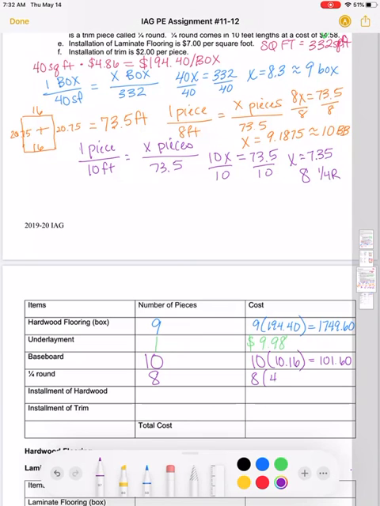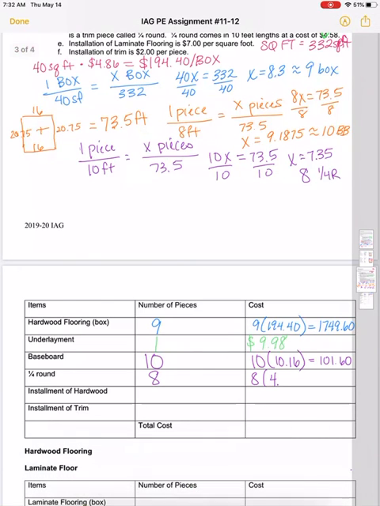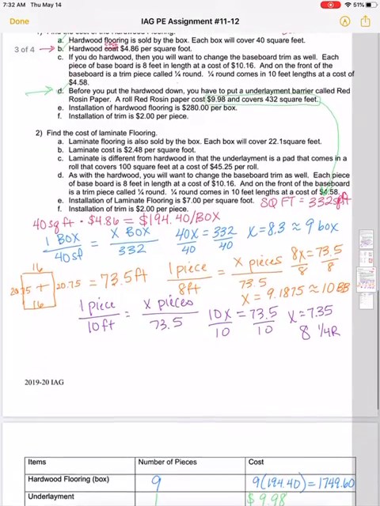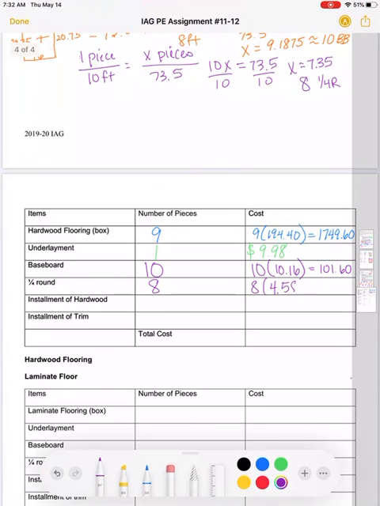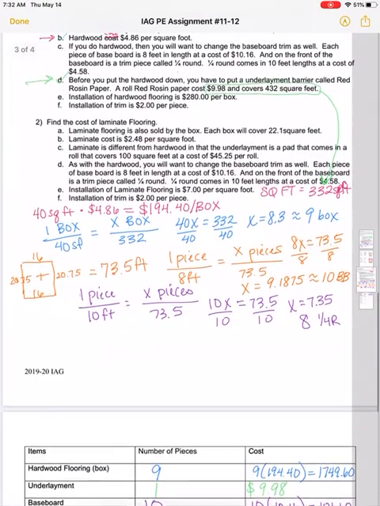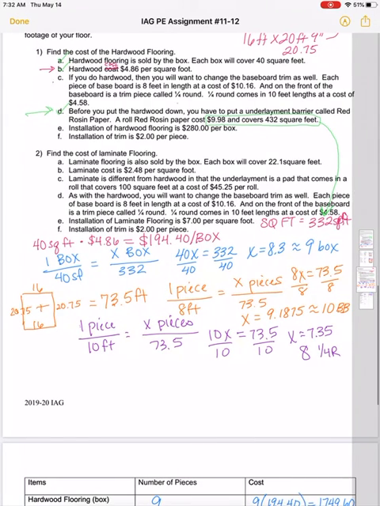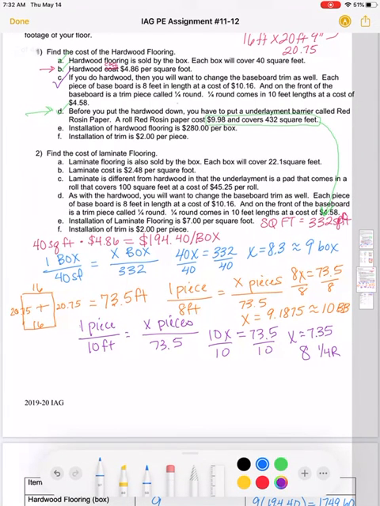And then on this one, I have 8 and it's 4 something. And I apologize, I don't remember exactly how much it was. It is $4.58. Okay, so 8 pieces at $4.58. Again, chuck that in your calculator, times 458, and you're gonna get a cost on quarter round for this room of $36.64. Okay, so now we need to go back and figure out what does it cost to install this. Okay, so we're done with letter C as well. Now let's go to letter E.